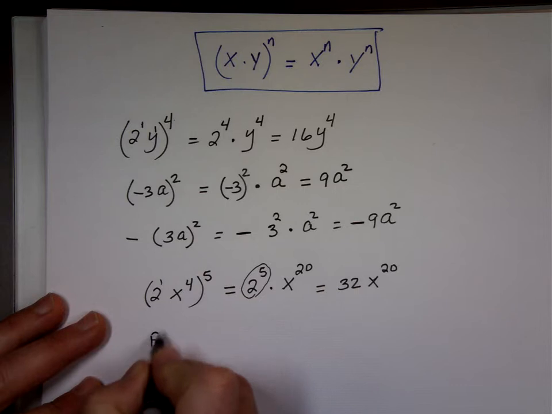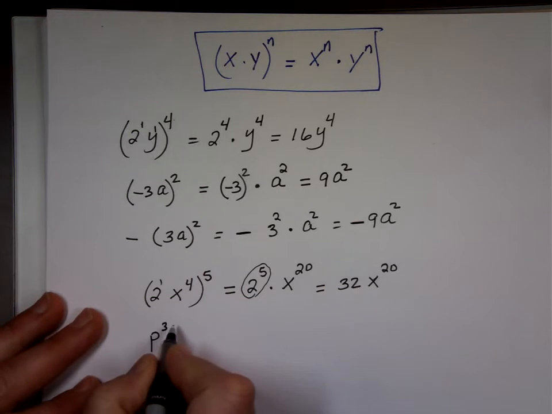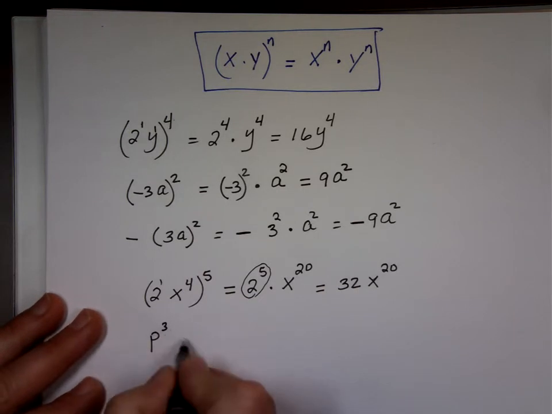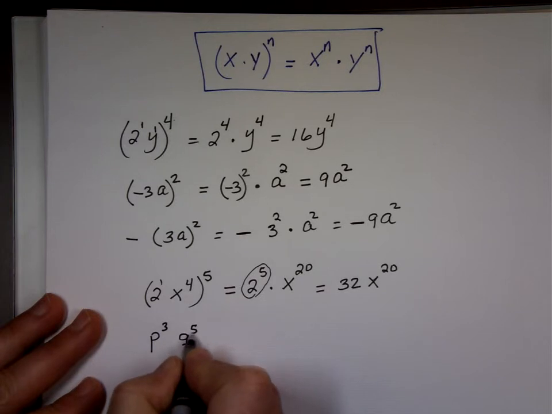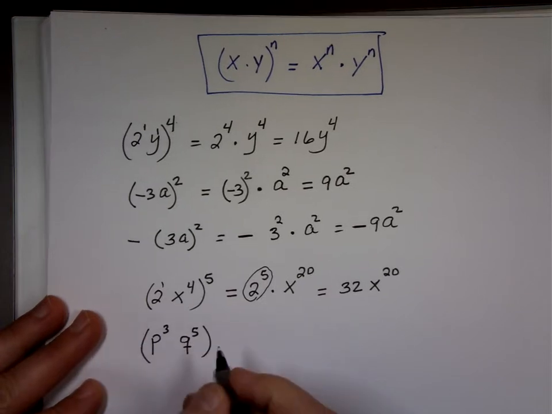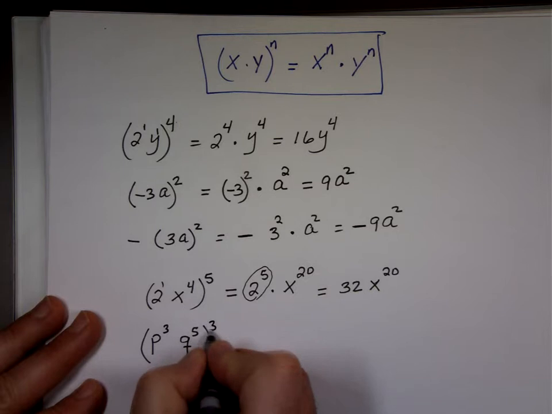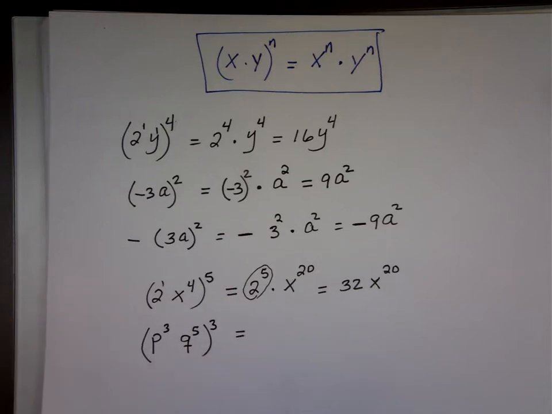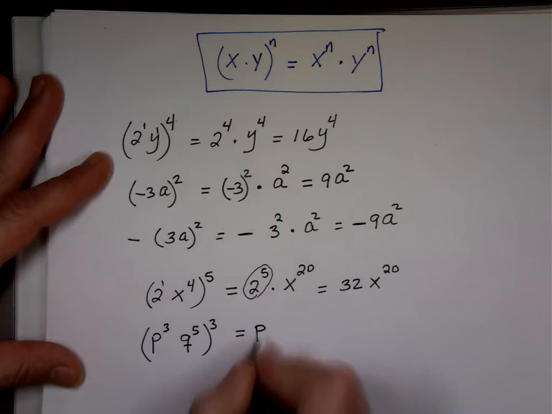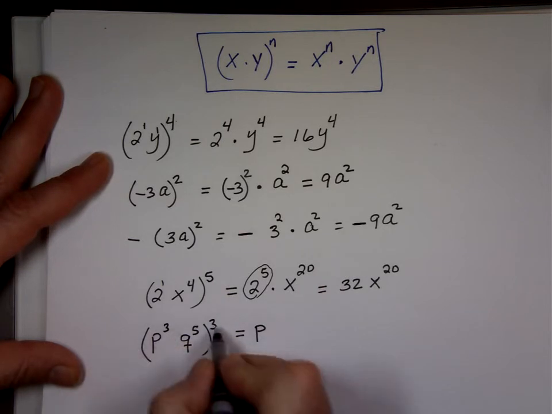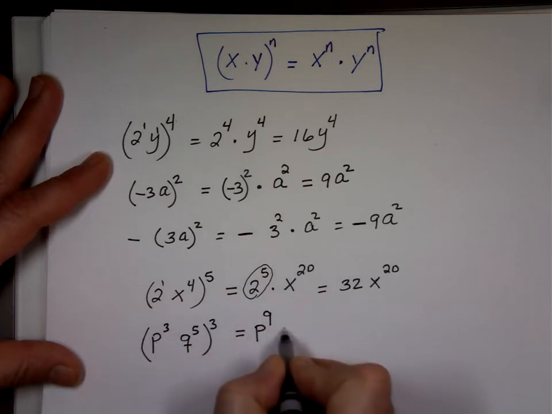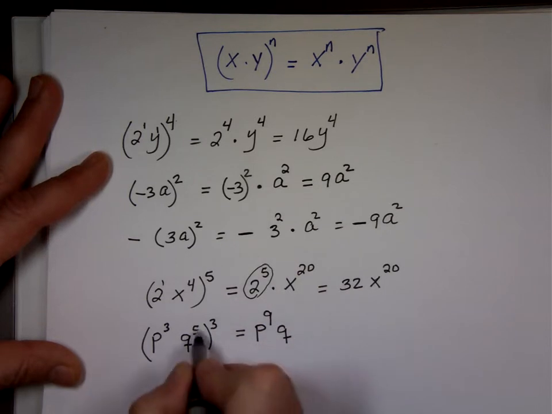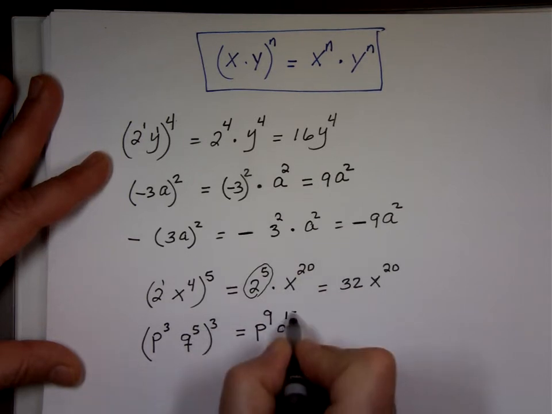p to the 3rd, q to the 5th, the whole thing raised to the 3rd power. This will be p to what power? 9. 3 times 3, 9. q to what power? 5 times 3, 15.